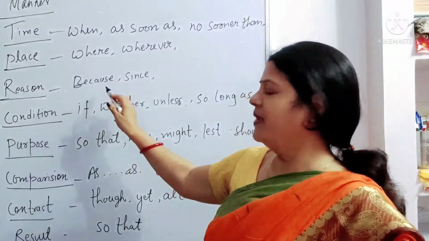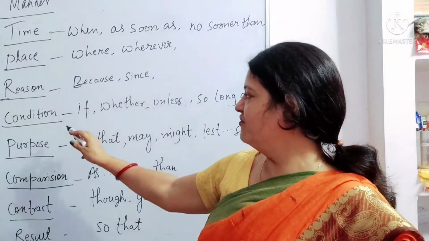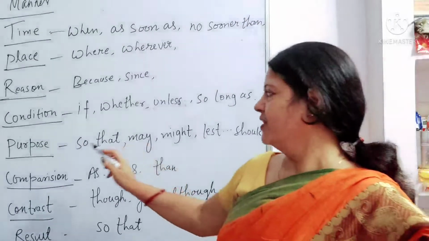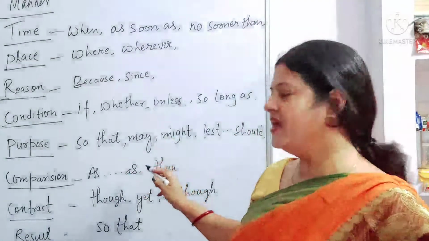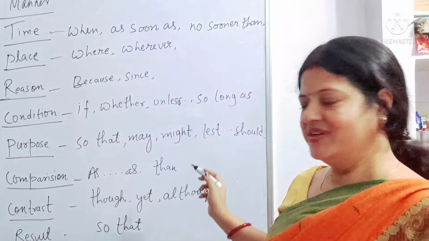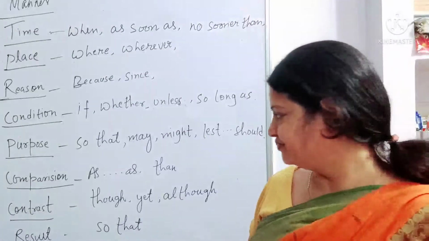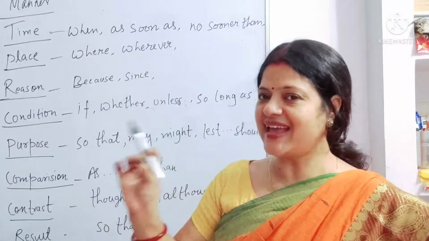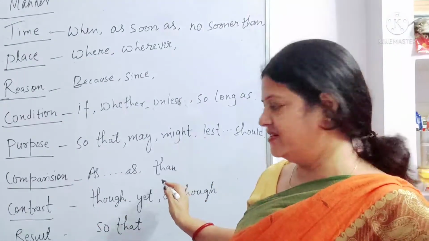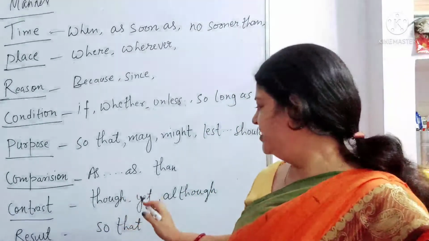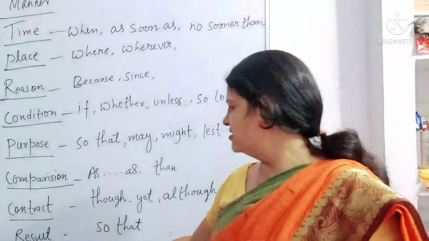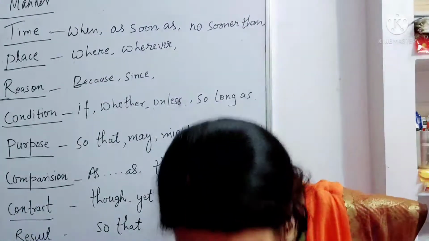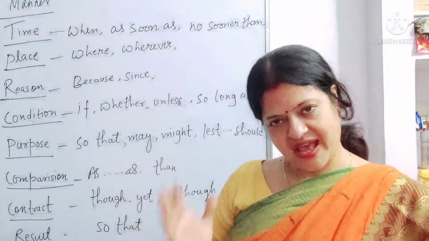In reason we have because, since. In condition we have if, whether, unless, so long as. In purpose we have so that, may, might, lest, should. Lest and should are combined actually. Now comparison: as plus as, and than. Contrast: though, yet, although. Result: so that. And one more is there, manner: as if.